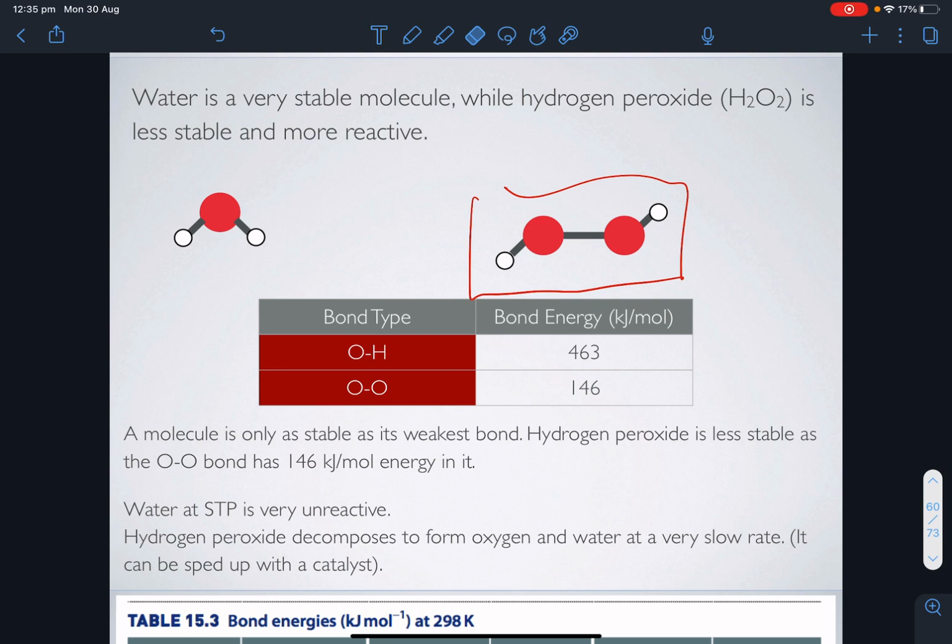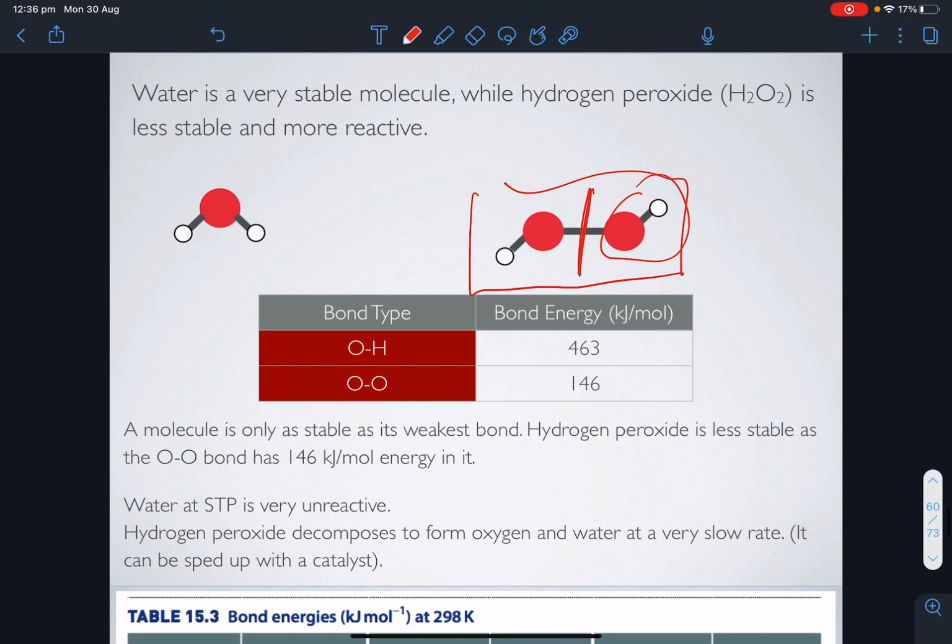Okay, so a molecule is only as stable as its most unstable bond. So water is much more stable than hydrogen peroxide because of that 146 bond. When energy comes in, it's more likely to cut through there and cause two peroxyl radicals. So a molecule is only as strong as its weakest bond. That's what I'm trying to show here. Water under standard temperature and pressure is very unreactive and very stable. We know that from everyday experience.